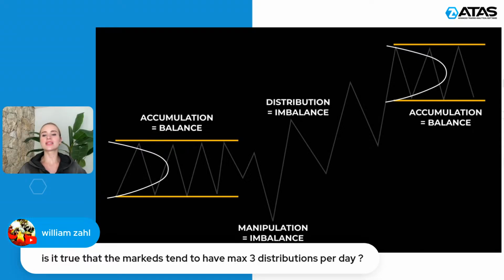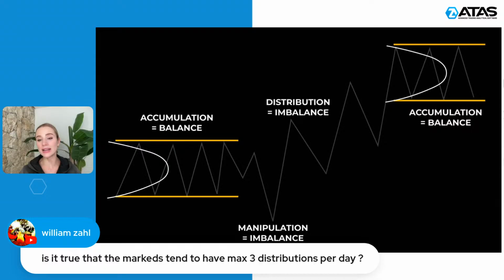William, not necessarily, no. The market is more in accumulation, 70% of the time, than in distribution. That's true, that's what we talked about today. But it doesn't come down to only 3. It depends on the time frame and the market you trade.